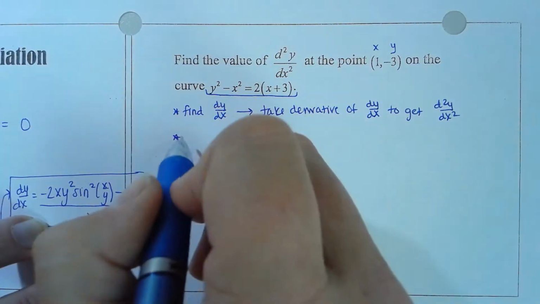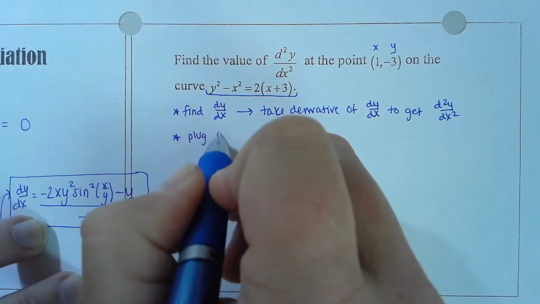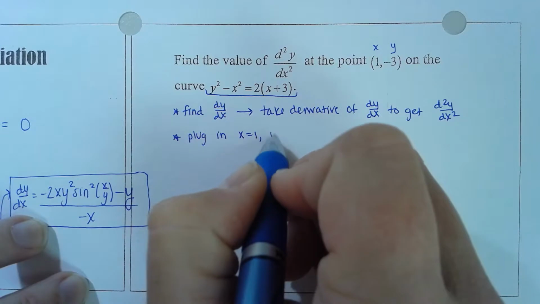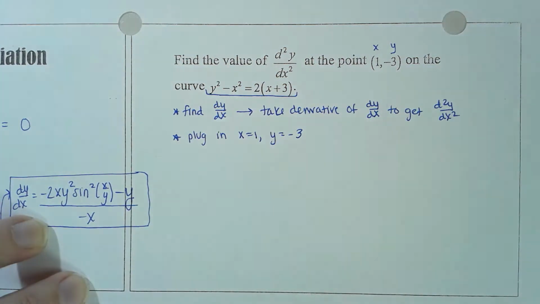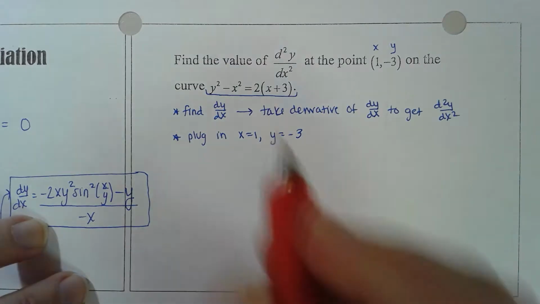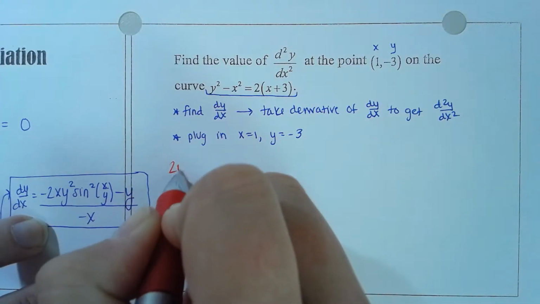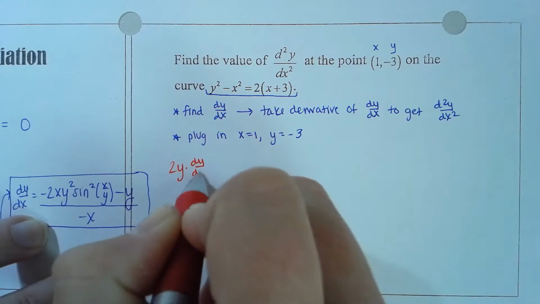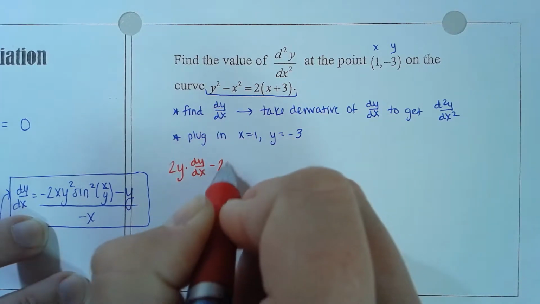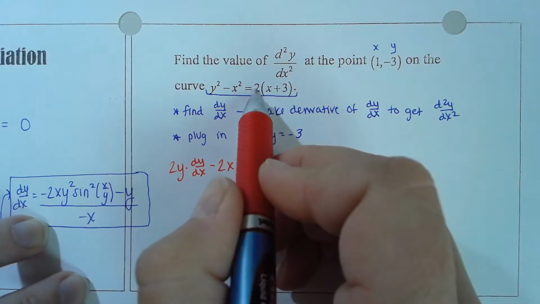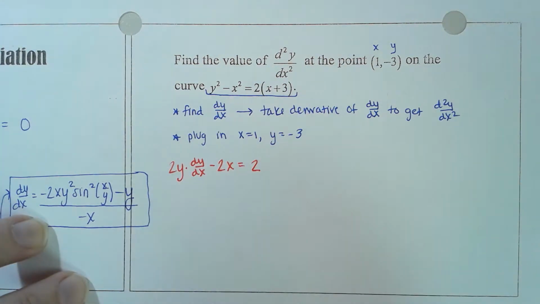And then we're going to plug in our x equals 1 and our y equals negative 3. Okay. All right, so here we go. Let's find some derivatives. The derivative of y squared is 2y dy/dx minus 2x equals, whether you distribute that 2 or not, the derivative of the right-hand side will be 2.